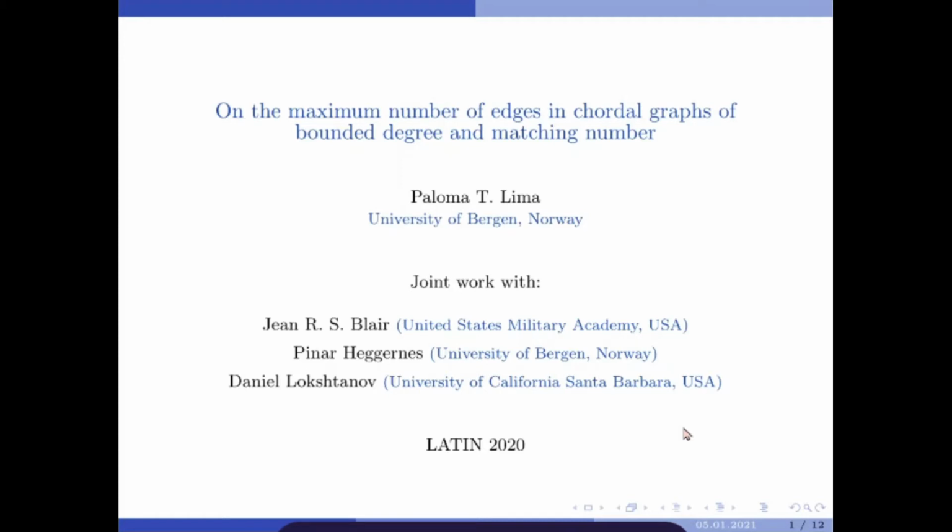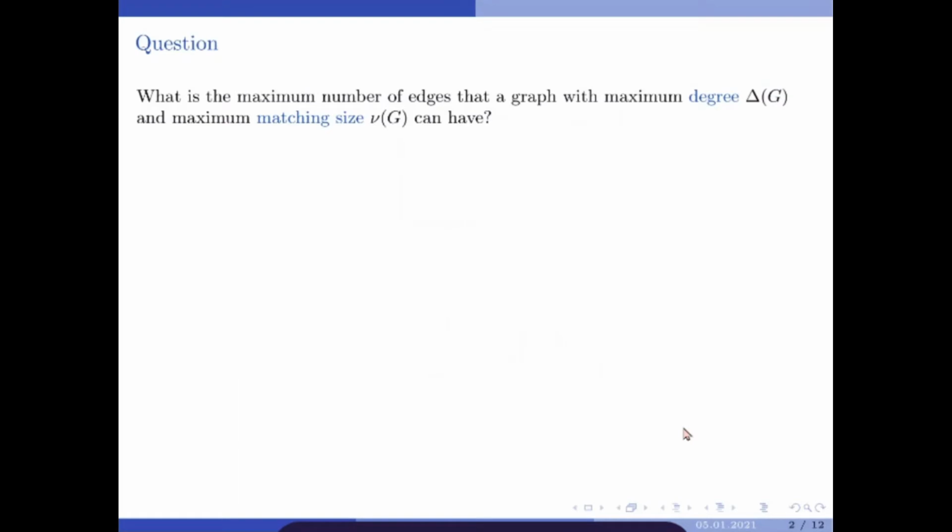And I'm going to talk about a problem concerning the maximum number of edges that a graph can have under some constraints. So the constraints that I want to put in my graph are the degree and the matching number. One important thing to notice here is that the number of vertices is not restricted in this setting.